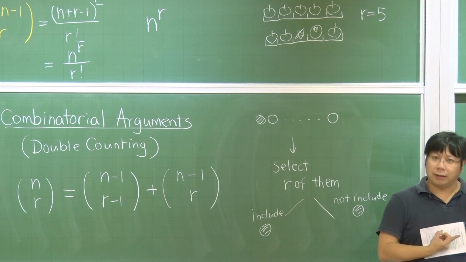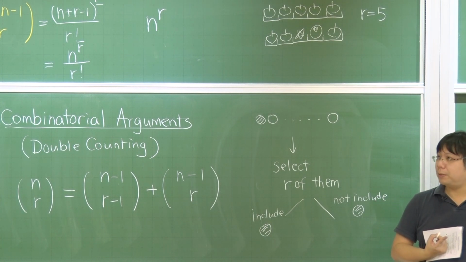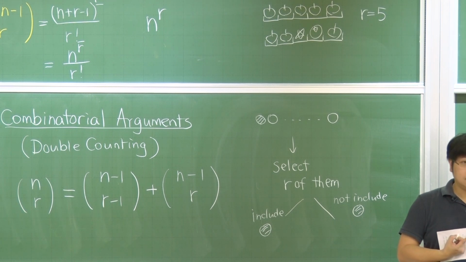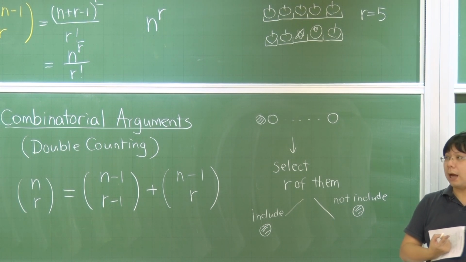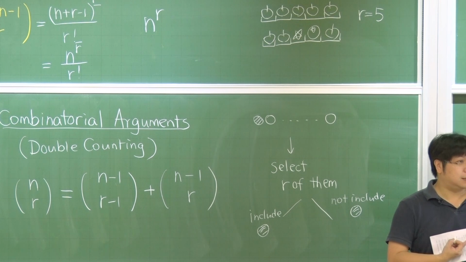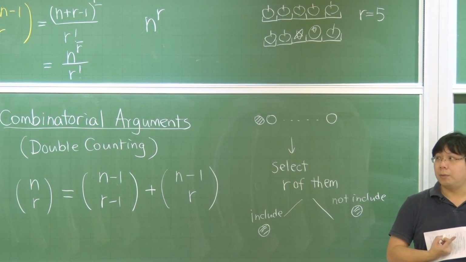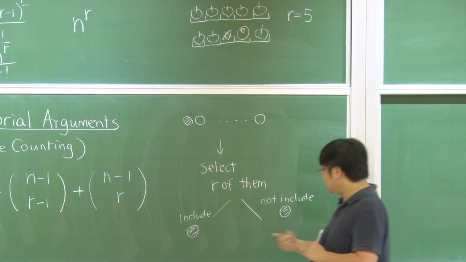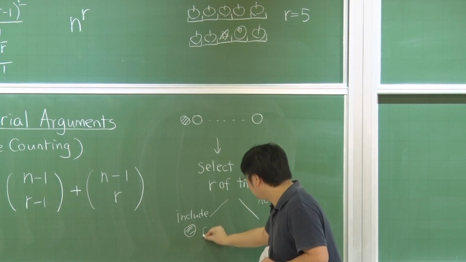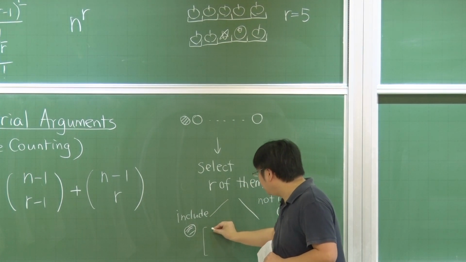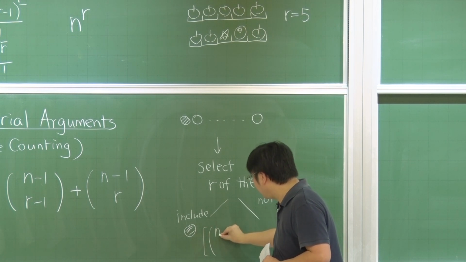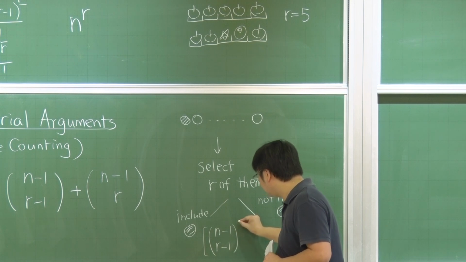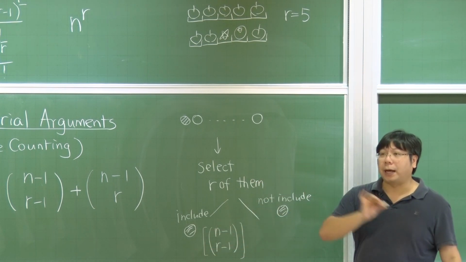So how many ways are there? This has to be included, right? So what I need is only R minus 1 objects from how many objects? N minus 1. So here, the number of ways will be: from n minus 1 objects, I'm going to select R minus 1 objects. Is that okay? So this is the number of ways for this part.